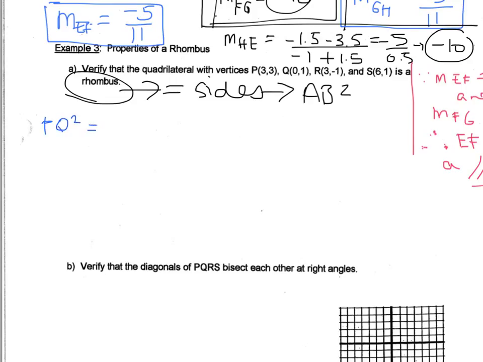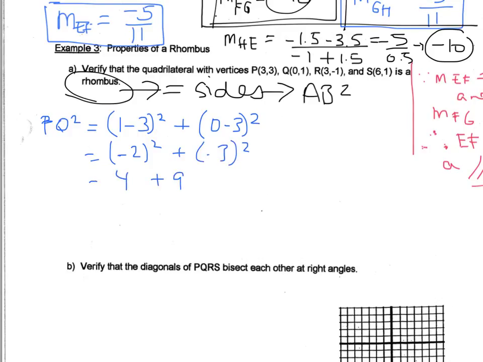PQ squared is equal to the rise squared plus the run squared. So 1 minus 3 squared, or 3 minus 1, the same thing, plus 0 minus 3 squared. So rise squared plus run squared will give you the length squared. So negative 2 squared plus negative 3 squared is actually just 4 plus 9. So PQ squared is equal to 13. So that means that PQ would be the square root of 13. That's how many units it would be long.